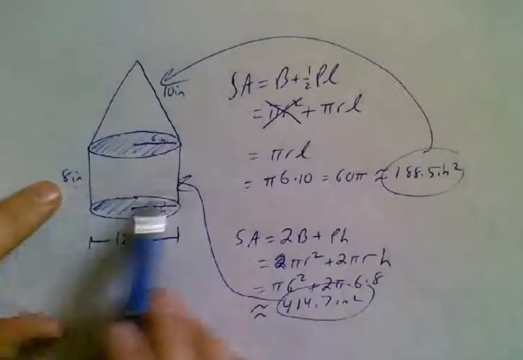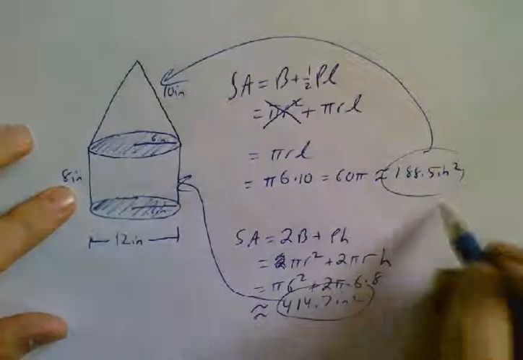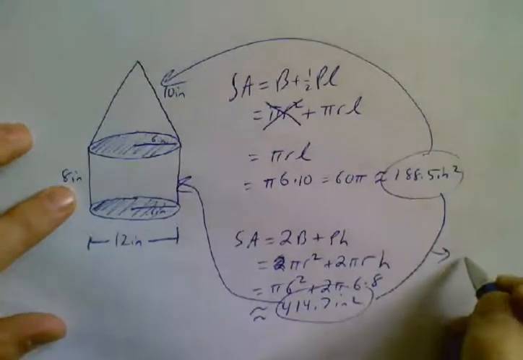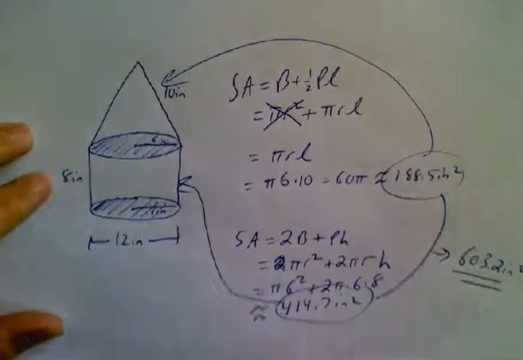And then I put these two things together. I've got the surface area of the cylinder that I can see, the surface area of the cone that I can see. I put those two together, and when I add them up, I get about 603.2 square inches.